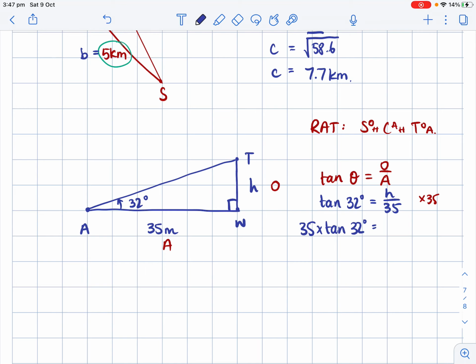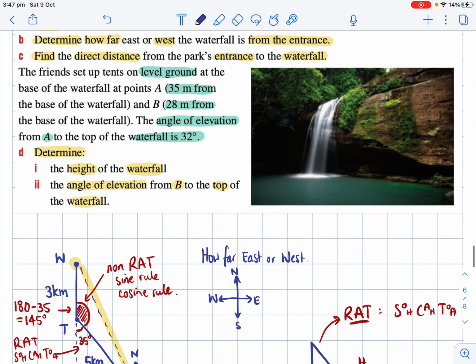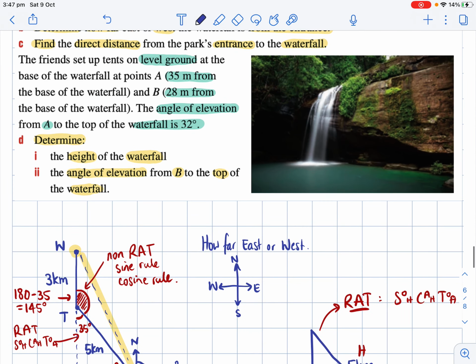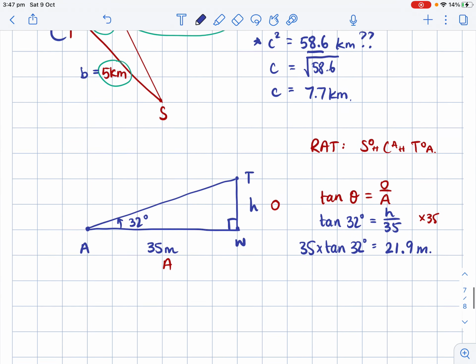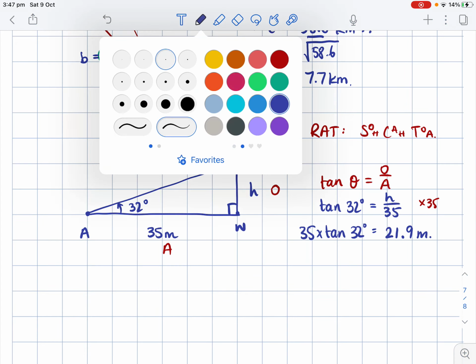Type it into your calculator. And you get 21.87. And we know they asked for one, well, I don't know where I got an 8 from there. 21.87, one decimal place, so it's 21.9 metres. That's a pretty decent waterfall. It's 21.9 metres tall. Okay, let's go to the second part of the question. Find the angle of elevation from B to the top of the waterfall.